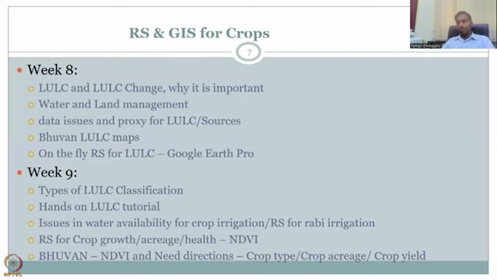Then this LULC also contributes to water and land management. We discussed a lot of the proxy data that LULC can give to support water and land management. We also looked at multiple sources for LULC, starting from Bhuvan, Google Earth Pro, on-the-fly LULC, etc. We also discussed that there are some data issues and capacity issues. You see mostly outdated maps, and the classification does not follow a particular method. It is very important to use one common ideology across India.